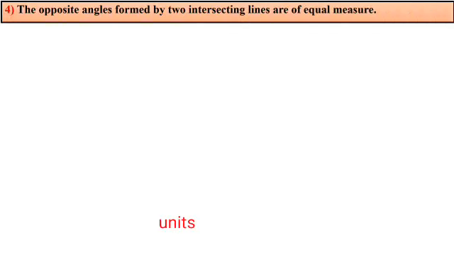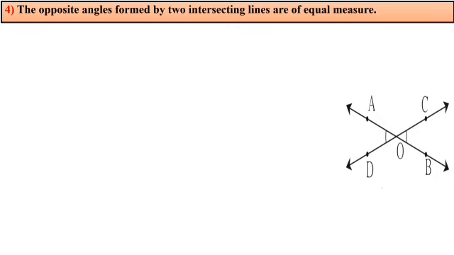Now the fourth one: the opposite angles formed by two intersecting lines are of equal measure. So here, when two lines intersect, opposite angles are formed. We have to prove that the opposite angles are congruent.